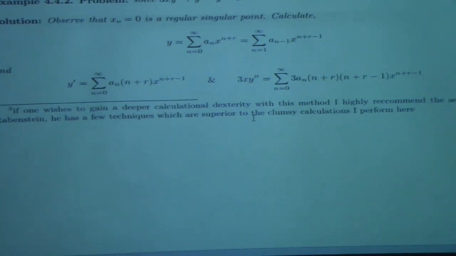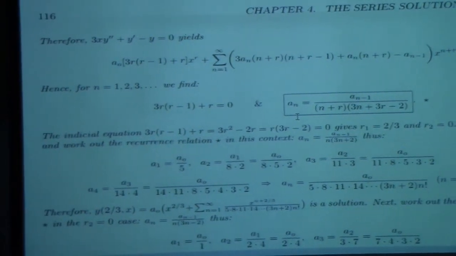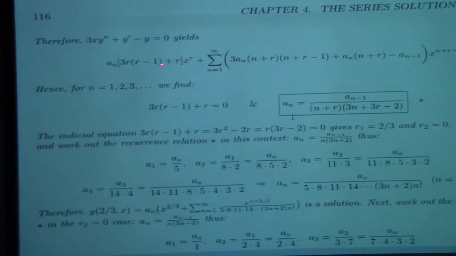Matching the structure here. Therefore, 3x y prime prime plus y prime minus y yields this. So here's the 0th. I peeled off the 0th term to emphasize this is the indicial, I guess it's the indicial polynomial.